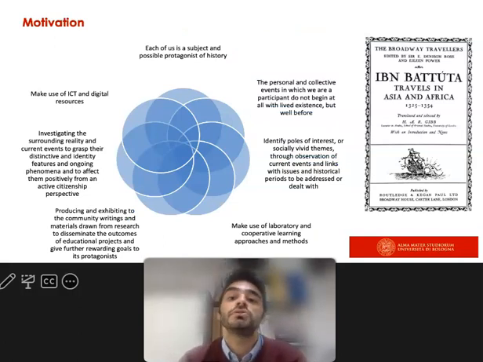Motivational impulses should be pursued in both methods and contents of the educational curriculum, constituting a constant through the use of activities capable of stimulating student involvement and participation. To achieve this goal, references can be made to the fact that each of us is a subject and a possible protagonist of history, and that the personal and collective events in which we are a participant do not begin at all with lived existence, but well before, triggering the excitement of being heirs and protagonists of history.